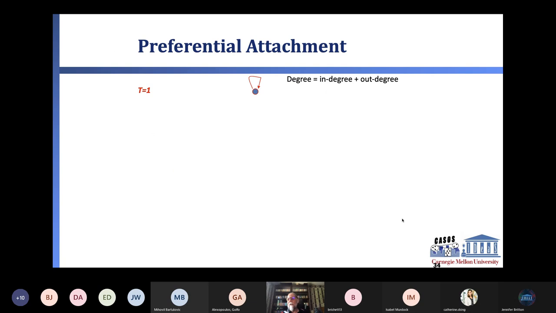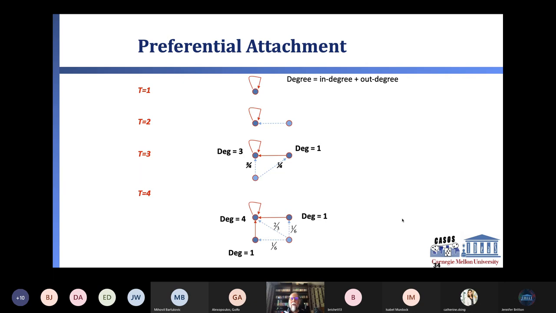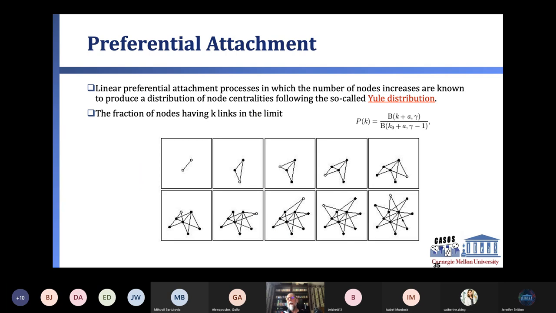And a simple example of preferential attachment: you start out with one node, you add a new node, it's only got one person to attach to, so you connect to him. You add a third node, he can look at two nodes. He sees that node one has a total degree of three, node two only has a total degree of one, so he has a 3/4 and a 1/4 probability of adding. So let's say he added to node one, so now we add a fourth node. Again, you can just calculate the probabilities based on the total degree. And so you can build networks this way, and they tend to have this preferential attachment, which follows a Yule distribution.